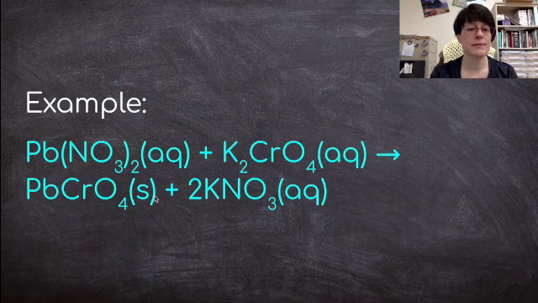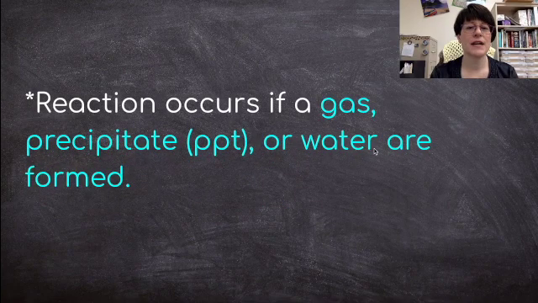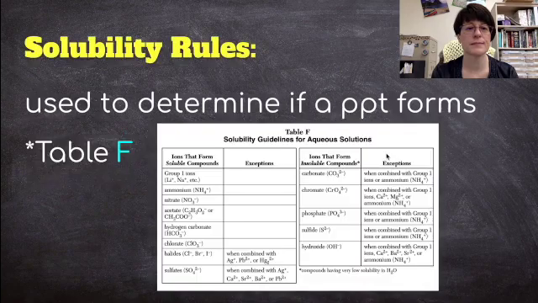An example is lead nitrate aqueous plus potassium chromate aqueous yields lead chromate, and it would be lead 2, plus potassium nitrate. So this is also lead 2 nitrate. And notice the reactants are aqueous. This reaction occurs if a gas, precipitate, or water are formed. So if the products are both aqueous, it will not happen. A gas, a precipitate, or water have to be one of the products.